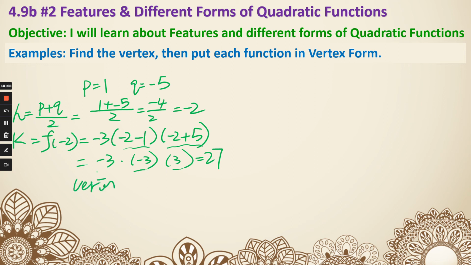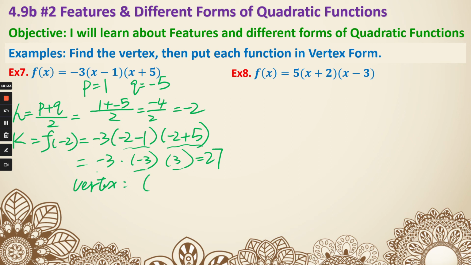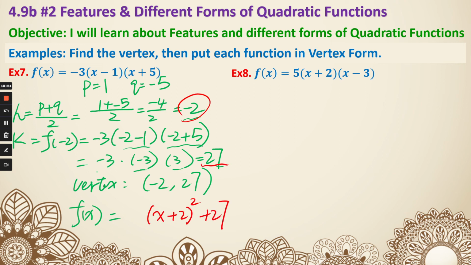So my vertex is going to be -2, 27. Again, when you write the vertex, it is just hk. We don't need to flip the numbers. It's when you write the final form, f of x equals, that's where we need to flip the h. So it's got to be x plus 2 squared, but we keep the k, so plus 27. With, don't forget, your a, -3 in the front. Now number 8.